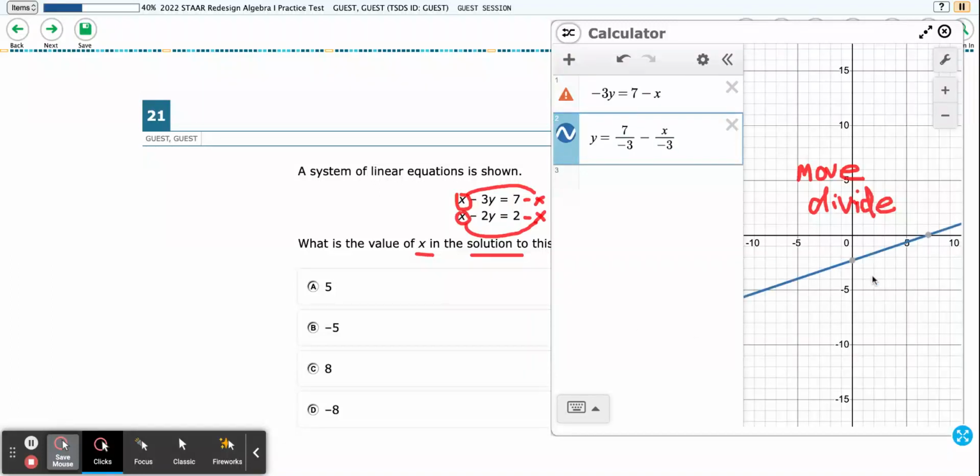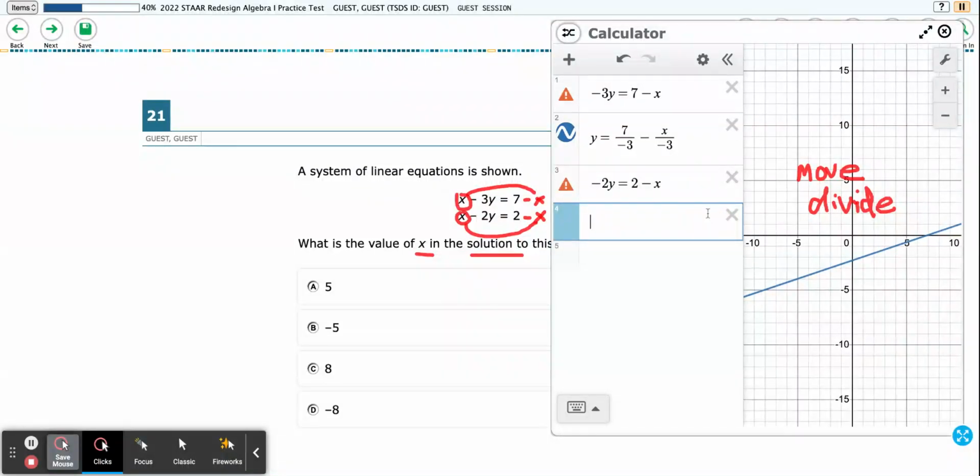All right, so there's my line. That's the first equation, and that's going to be in blue. I'm going to do the same thing with the second equation. So I'm going to go ahead and put in negative 2y, so I know where I am, equals 2 minus x. And remember, I moved my x by changing the sign over on the right side. So now I can divide by my negative 2. So I'm going to say y equals 2 divided by negative 2, minus, arrow out, and minus x divided by negative 2.